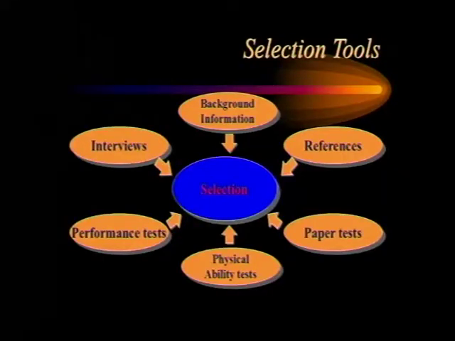So, selection tools. In human resource management, when we are looking at how we select and recruit people, there are a number of ways that we can do it. One of them is through referencing. We get references. We can also have paper tests. We can have physical ability tests, performance tests, interviews, background check information.